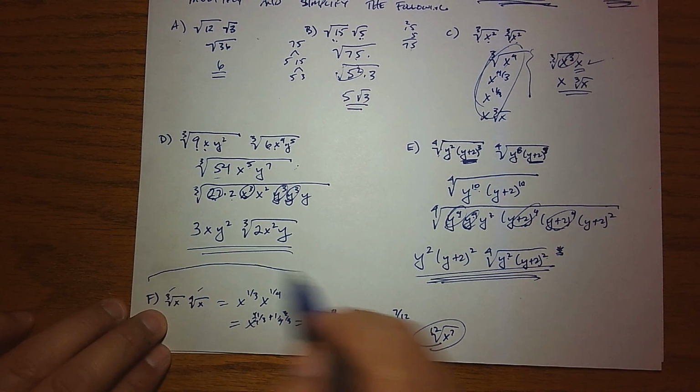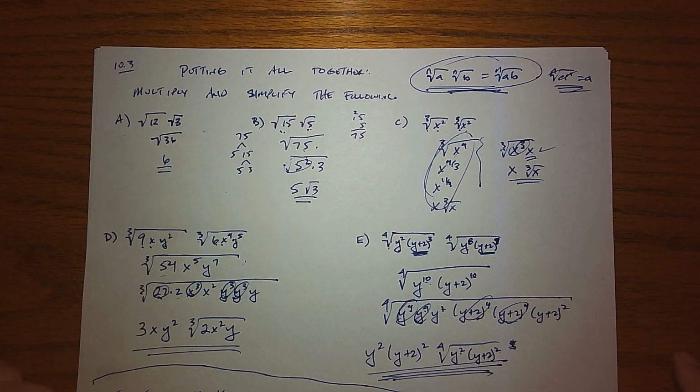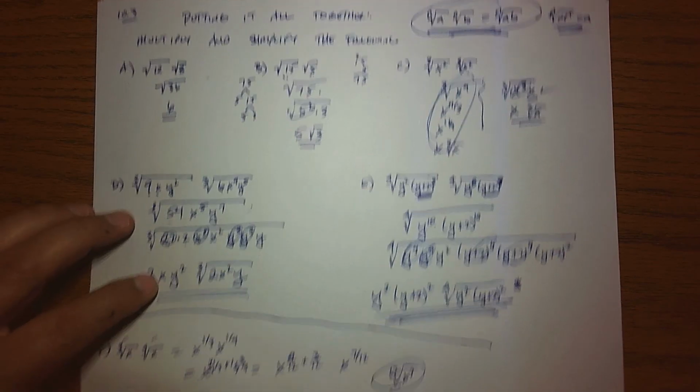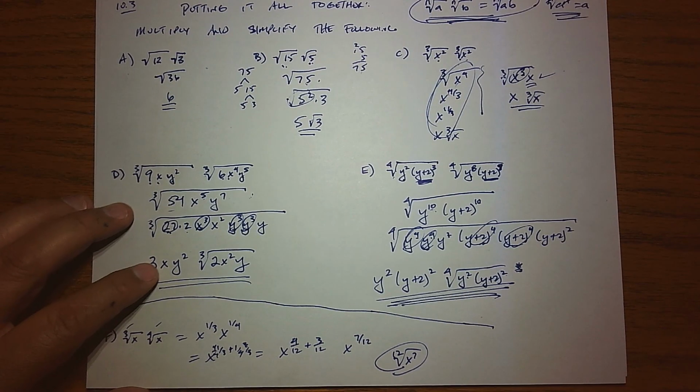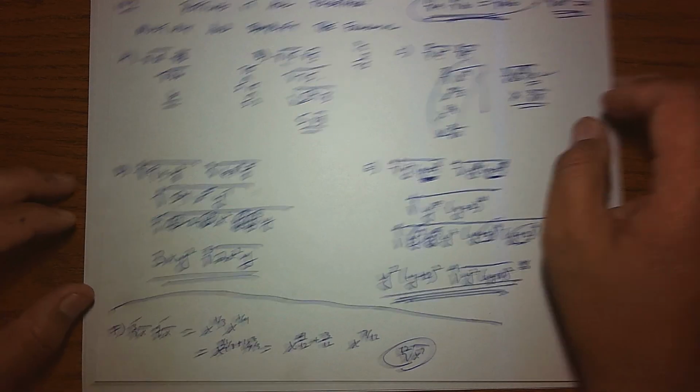So be careful. It's a great rule, but the only time I can use it is if my indices are the same. If they're not, you need to go back into 10.2 and use that information there. Otherwise, you got it. Match the power, match the index, you simplify.